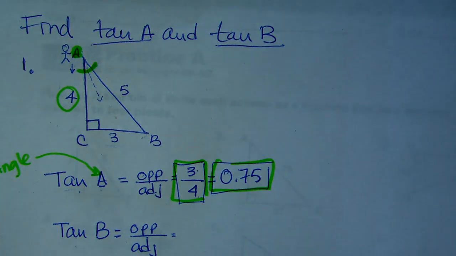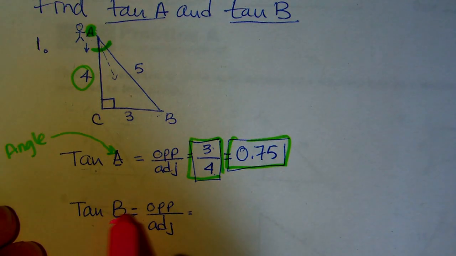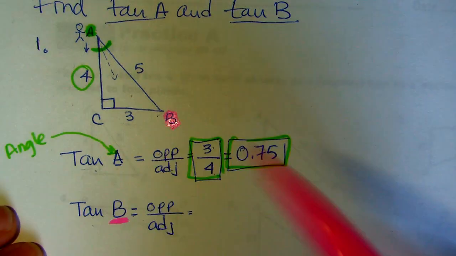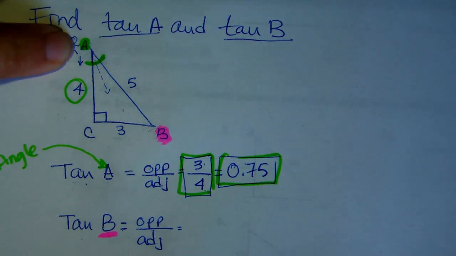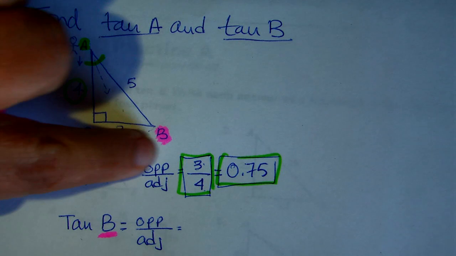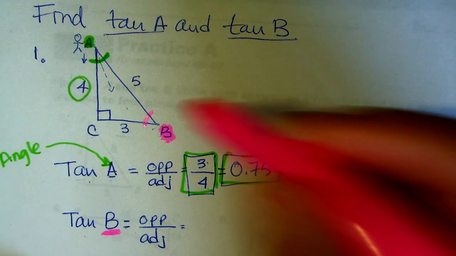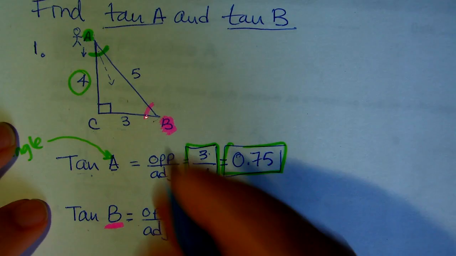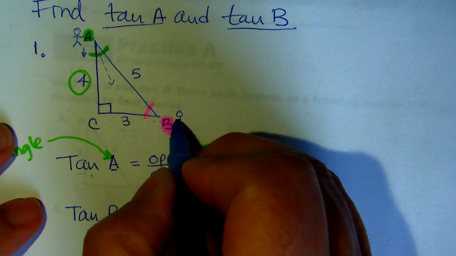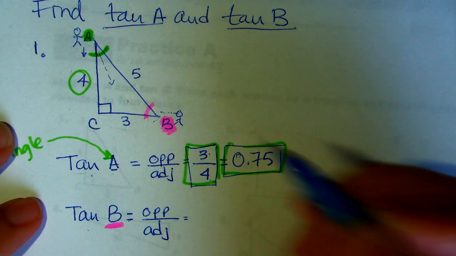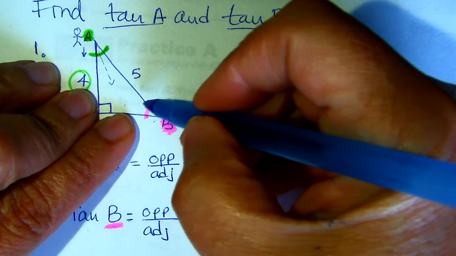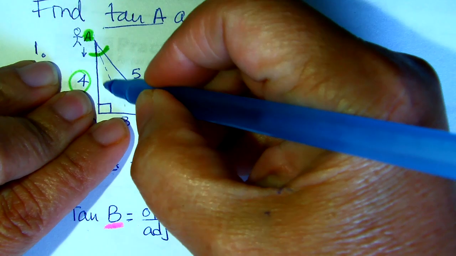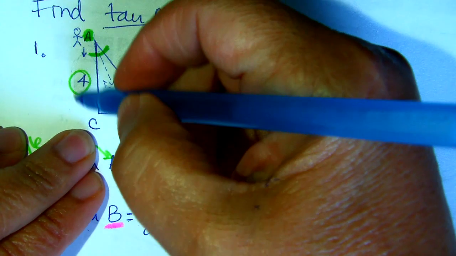Now, let's go to tangent of angle B. Here's angle B right here. So now we're going to move, all right? This little guy over here was looking from angle A. Now he's going to move around, and now he's going to be looking from angle B. So now, if this little guy is standing right here, and he's looking in this direction, which is the opposite to angle B? Based on this angle, who is opposite angle B? Now it's this side right here.